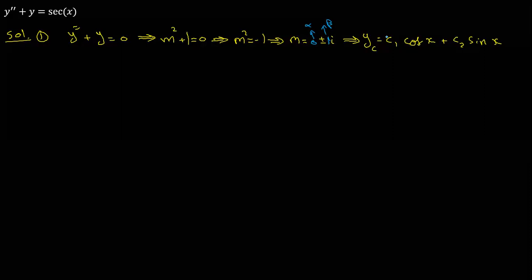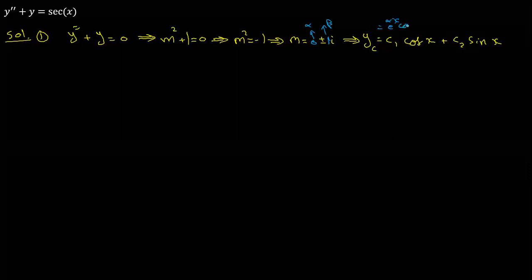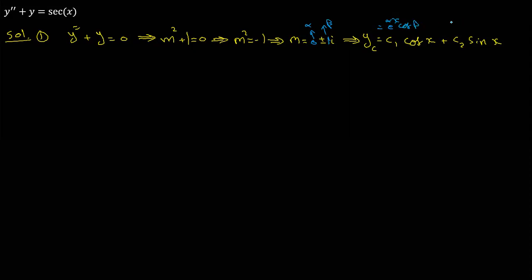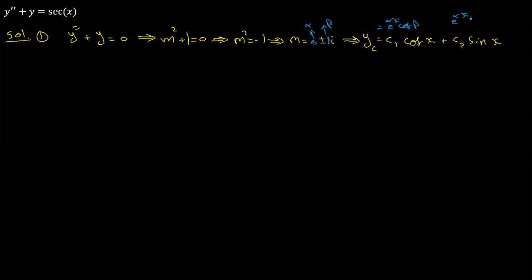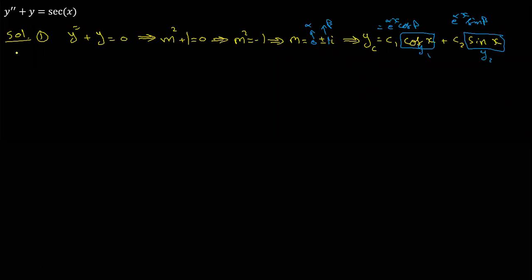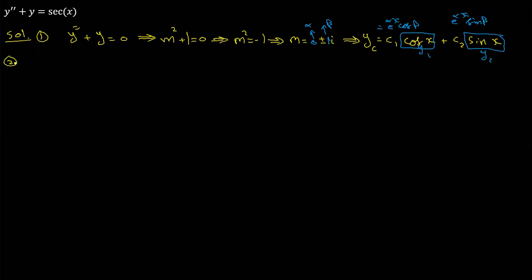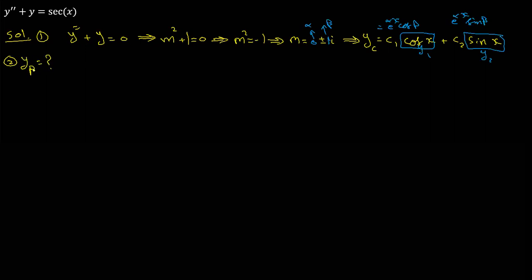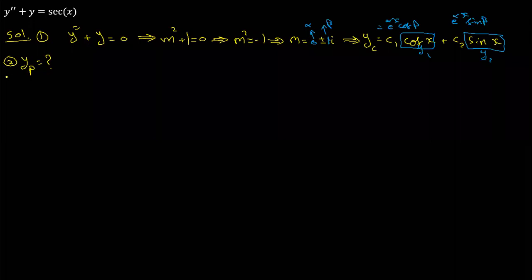The rule here: I have y equal e to the alpha x cosine beta x, this is my first, and e to the alpha x sine beta x. So this is my y1, great Ahmed, and this is my y2, excellent. So now let me go to the second step. Don't forget the steps, please. The second step is to find yp. For me, I remember the annihilator technique.